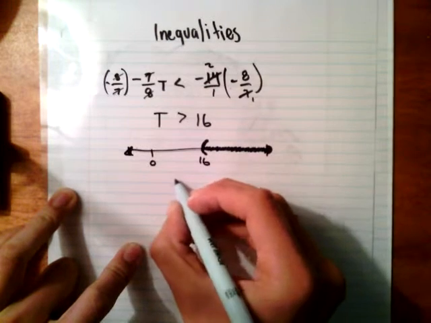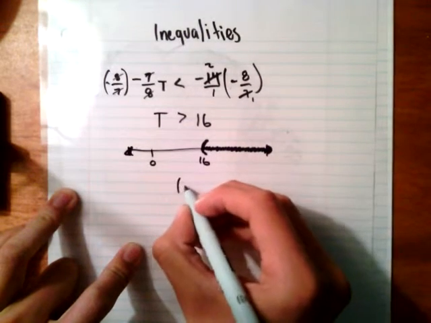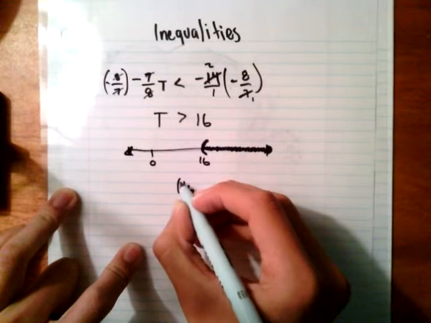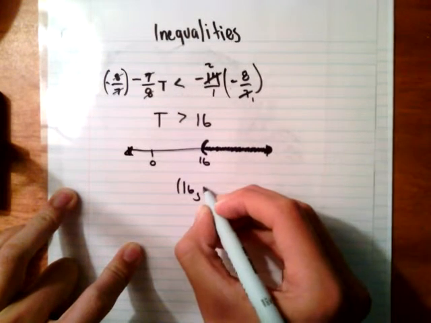If we were to express this in interval notation, we would begin with 16, and this time it would be a parenthesis, so we're not including that value, up to infinity.